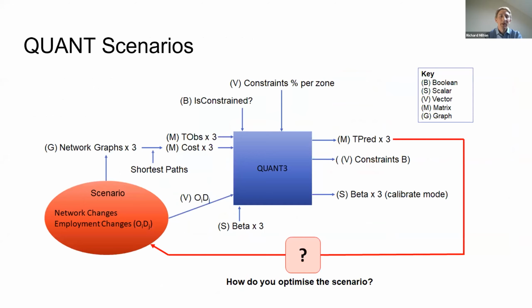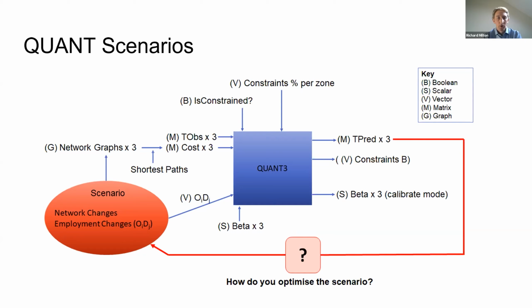Now, this big scary diagram shows all the inputs and outputs to the model. I'm not going to focus on this too much, but I'm going to say that this talk is really about that box at the bottom. How do you optimize a scenario? Because what we had at the starting point was the ability to create and run scenarios. So the red circle shows you the 2 types of scenarios that we can run.